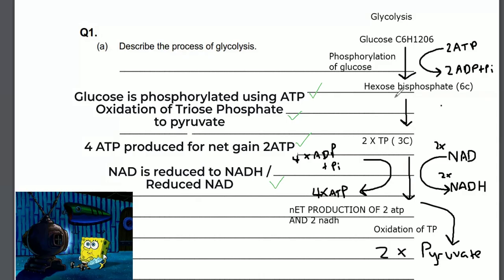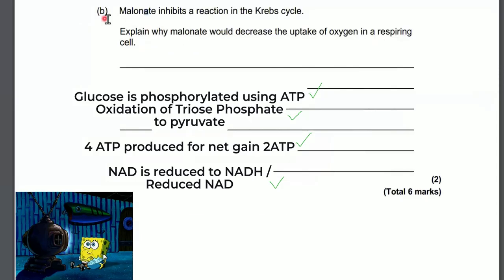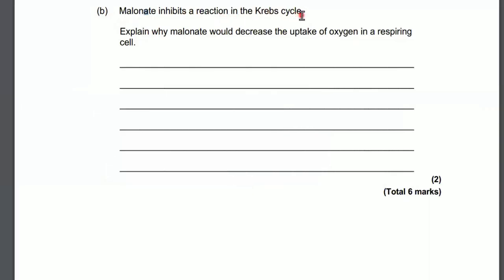You can see the answer there. Let's move on to the next part of this pack. Part B, malonate inhibits the reaction in the Krebs cycle. Explain why malonate would decrease the uptake of oxygen in a respiring cell.